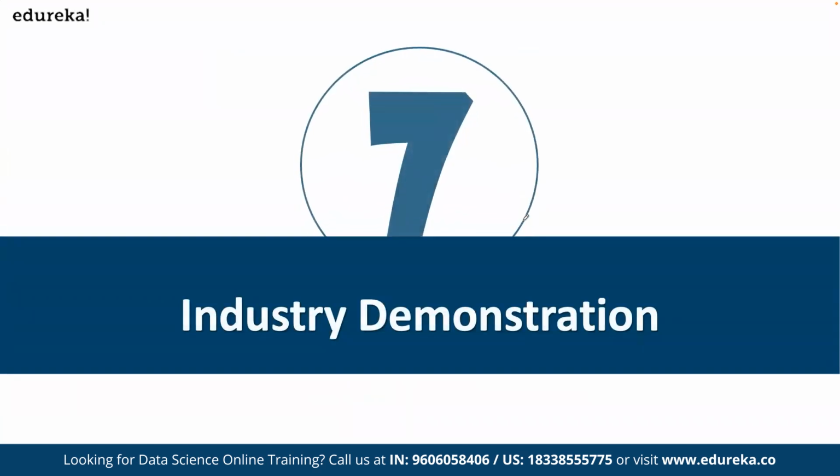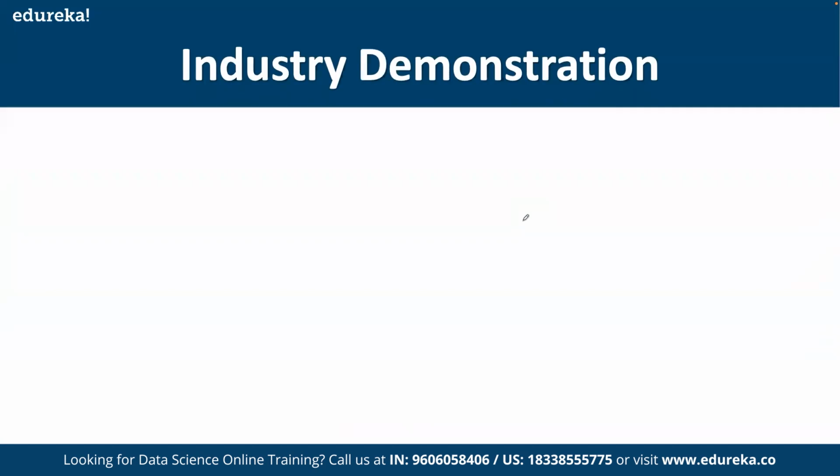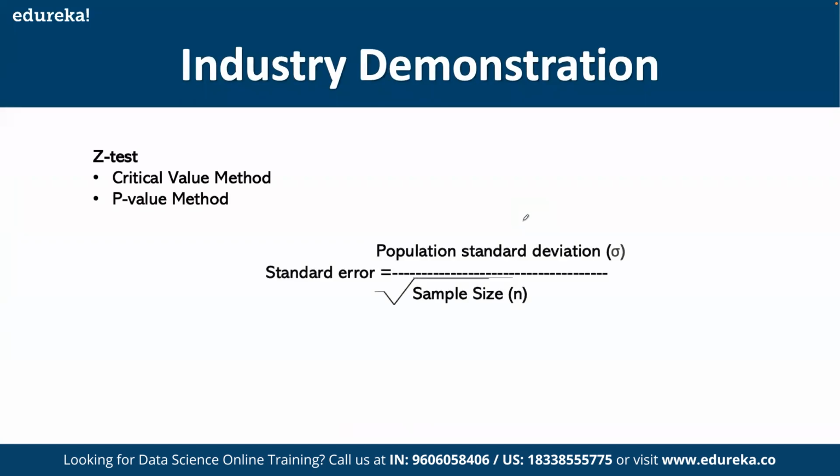So now that you have seen how we can perform hypothesis testing, let's take up an example. In case of the Z-test, we can proceed by two methods: one is the critical value method and the other is the p-value method. While calculating the Z value, we'll be finding the standard error, which is given by the population standard deviation divided by the square root of the sample size.